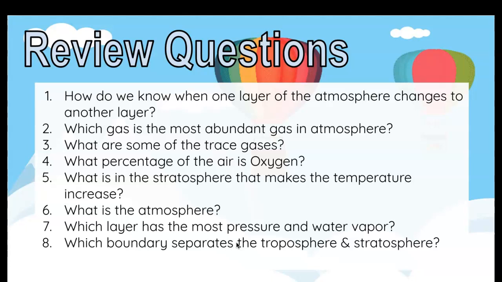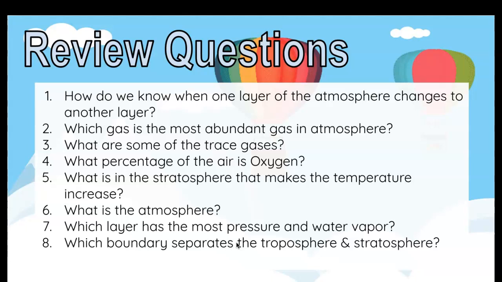Okay? Number 2, which gas is the most abundant gas in the atmosphere? So that is going to be nitrogen. Nitrogen comes in at 78%. Do not tell me oxygen. I know oxygen is a very important gas that we need to survive, but oxygen is only 21% of the atmosphere. Okay, the most abundant or most plentiful gas is nitrogen.